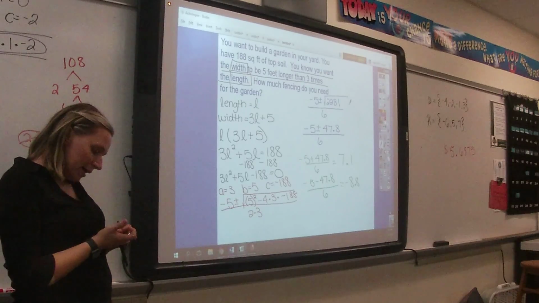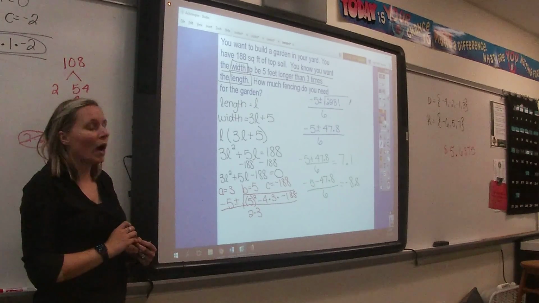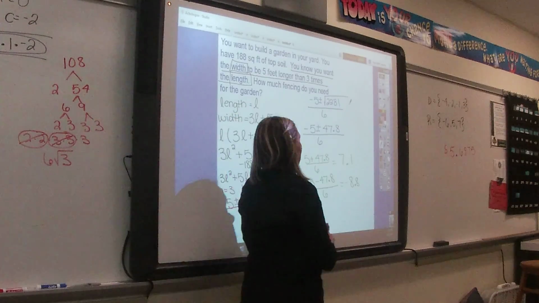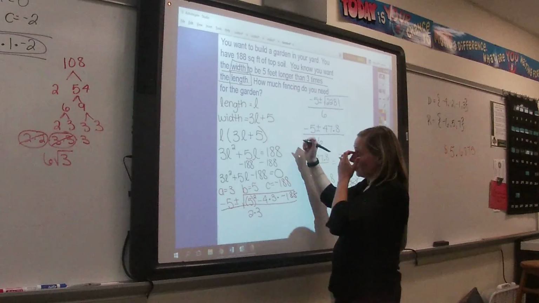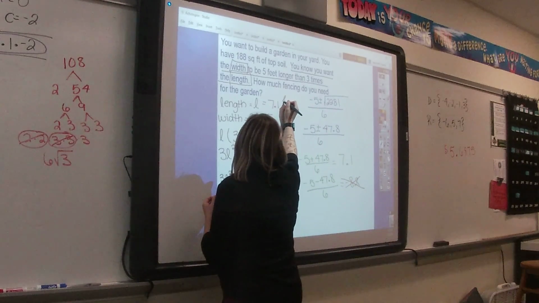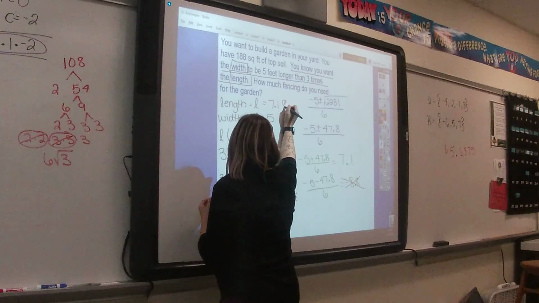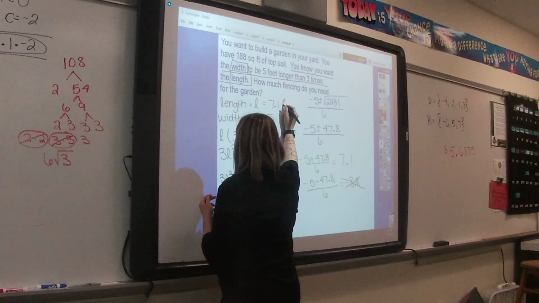Okay, so which one of these do we want to use? 7.1. Why not the 8.8? Because it's negative, and what does that 7.1 represent? The length. So now we have 7.1 feet.